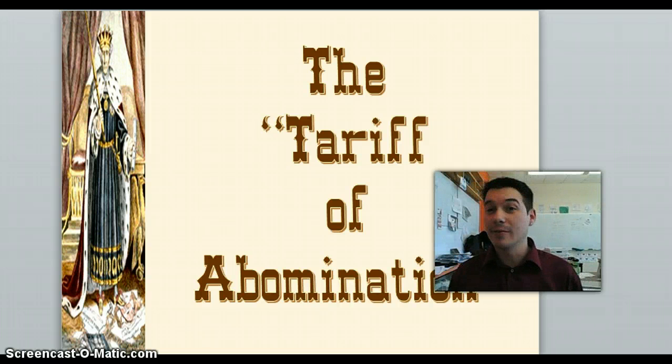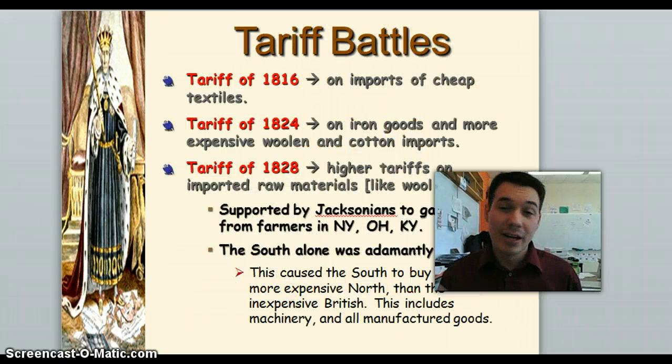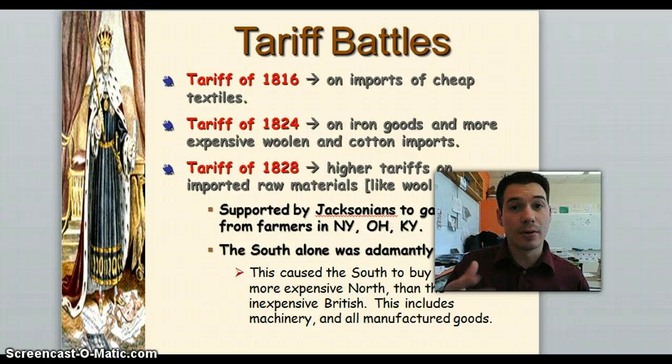So, check it out. First thing is the Tariff of Abominations. Now, the tariff battles really went like this. First, you had the Tariff of 1816, which put an import on cheap textiles. Then you had 1824, which adds a tariff on iron goods and more expensive woolen and cotton imports. Then you have the tariff of 1828, also known as the Tariff of Abominations. This one puts higher tariffs on imported raw materials like wool and hemp, again used mainly for paper and clothing.